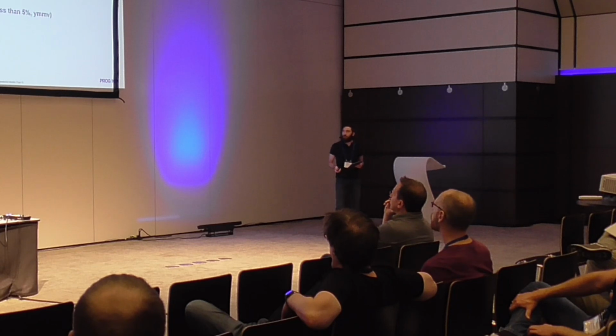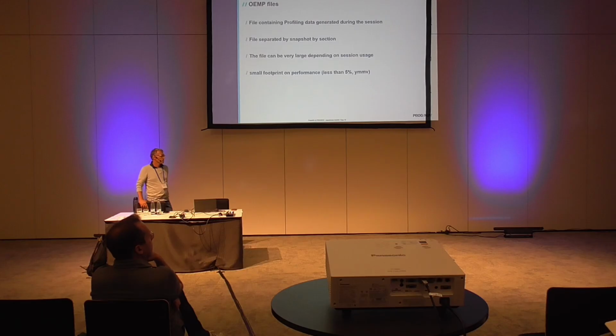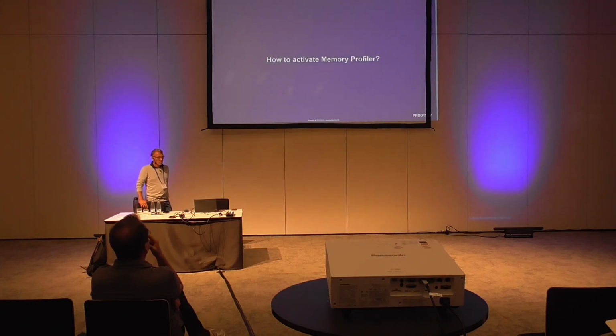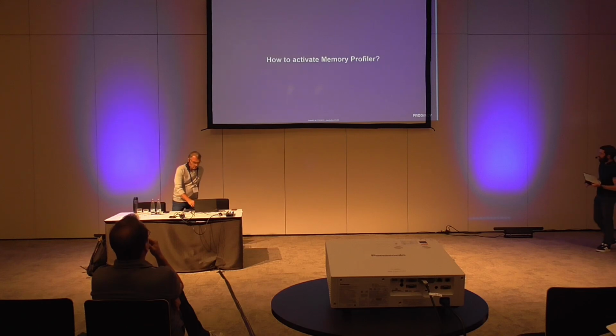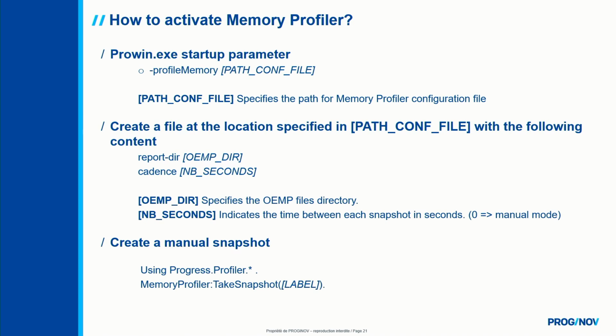And about the performance, there is a small footprint for us, so it's not a problem to activate it because it slows down a session by less than 5%. So how to activate it? You have to specify the profile memory parameter with its config file on the Progress command line. It does not work with the startup.pf.